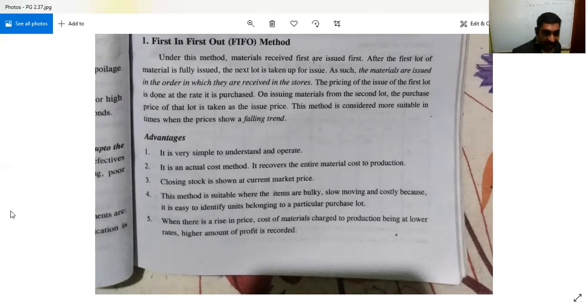And when there is a rise in prices, the cost of materials charged to production is at a lower rate, so a higher amount of profit is recorded, because lower cost is there, so higher profit will arise. So these are the advantages with regard to first in first out method, FIFO method. First received, that is to be utilized first. Then only we will take the next lot for issue.